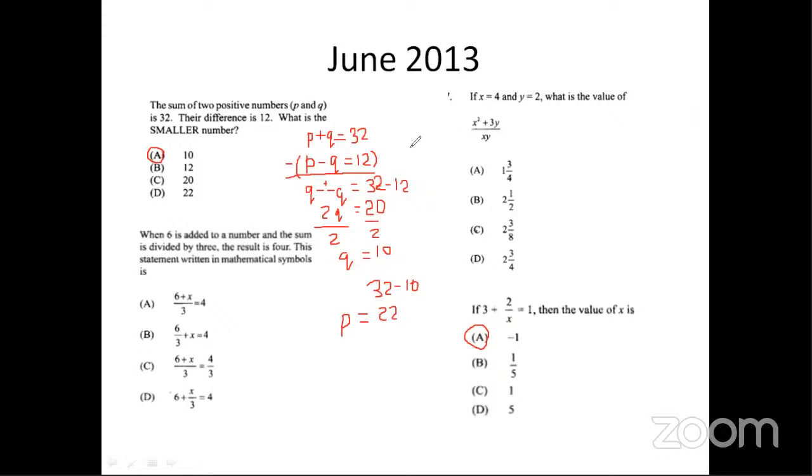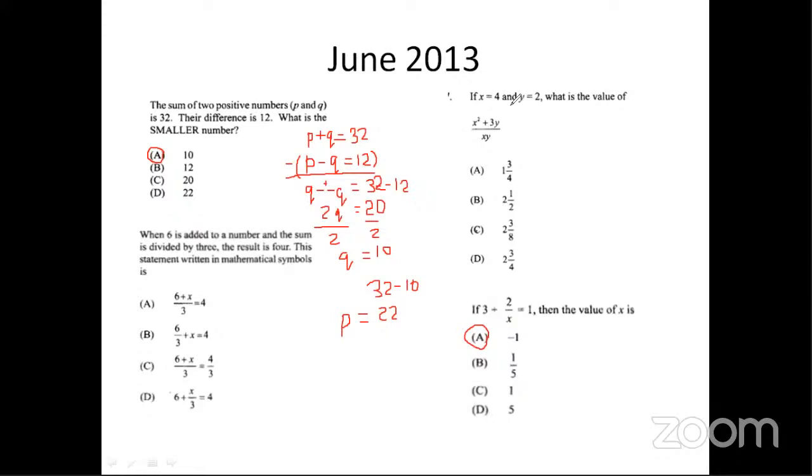All right, next question. Going through this worded one, then we'll go to our substitution. When 6 is added to a number and the sum is divided by 3, the result is 4. This statement written in mathematical symbols is?